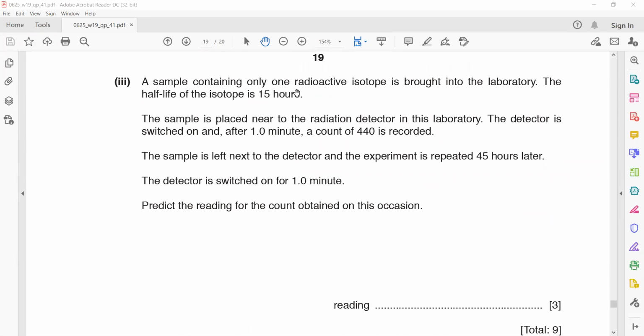A sample containing only one radioactive isotope is brought into a lab. The half-life of the isotope is 15 hours. So it means that approximately after 15 hours, it will change to half of its original value. The sample is placed near a radiation detector in this lab. The detector is switched on after 1 minute and it recorded.